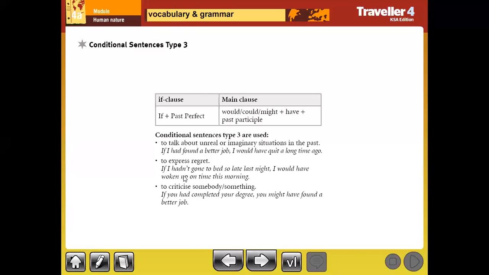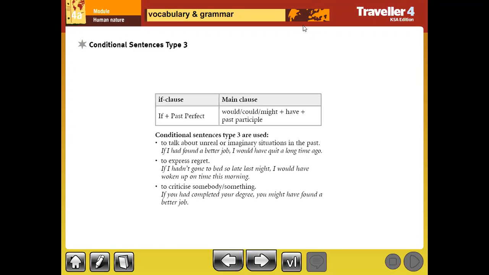Here, the writer regrets not going to bed on time. He regrets going to bed late. So this sentence expresses regret.